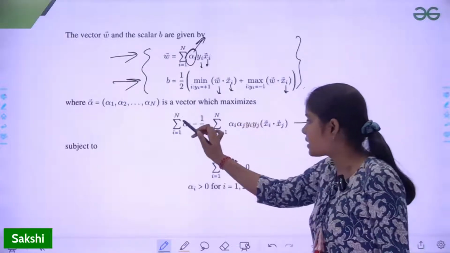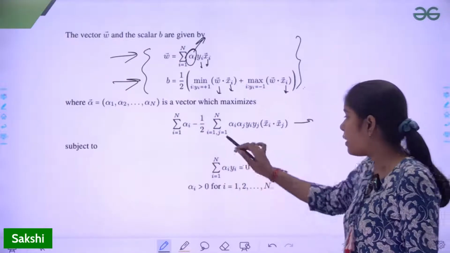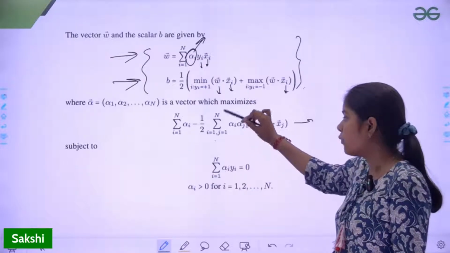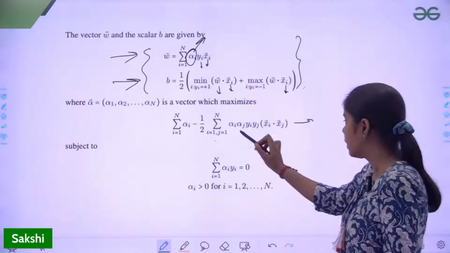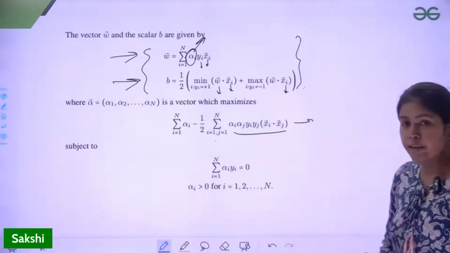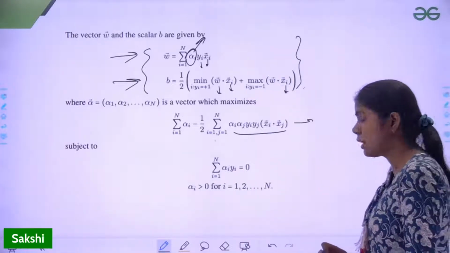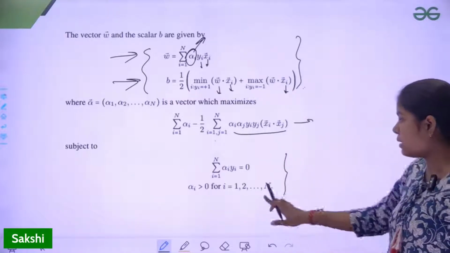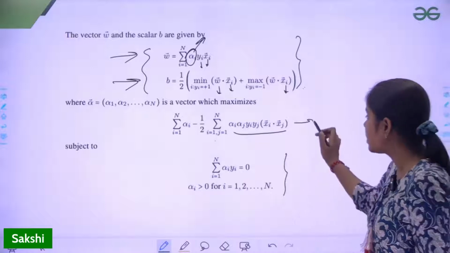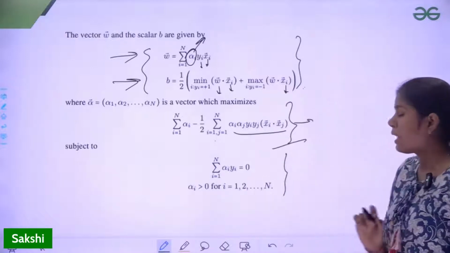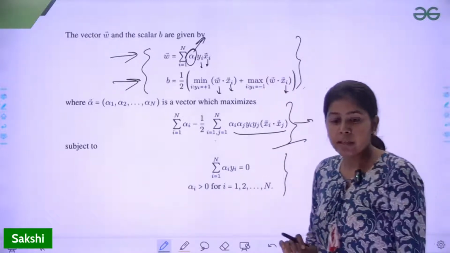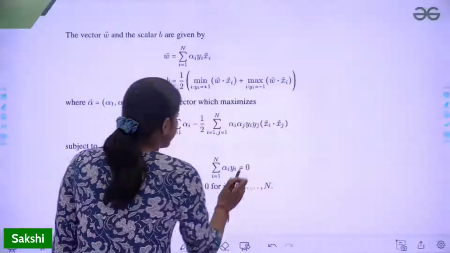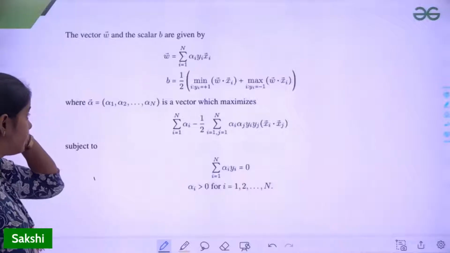The alpha vector is the summation, i varying from 1 to n, of alpha i, minus 1 by 2 times the summation with i varying from 1 to n and j varying from 1 to n, of alpha i alpha j yi yj xi dot xj vector, such that the summation of alpha i yi is 0. So we have to maximize this such that summation alpha i yi is 0. I know it's really confusing, but let's see how we are going to solve it.